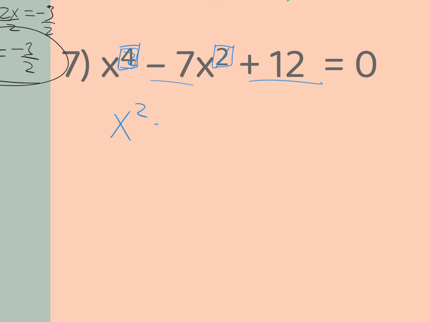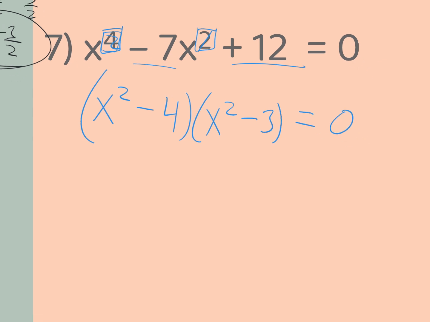So we're going to have x squared minus 4. What multiplies to 12 and adds to -7 should be -4 and -3. So x squared minus 4, and we get x squared minus 3 equals 0.